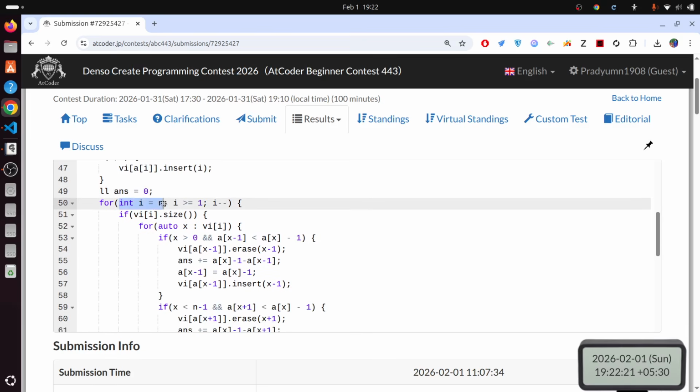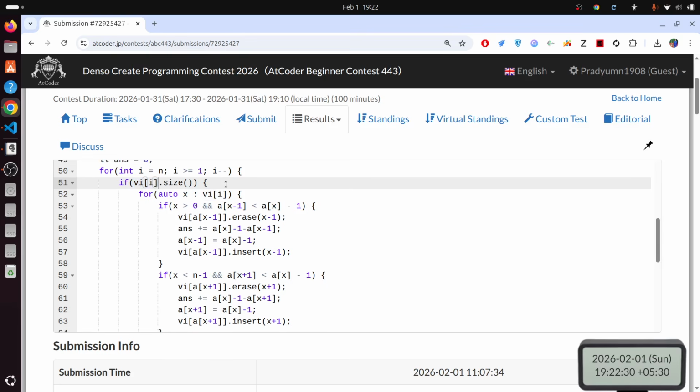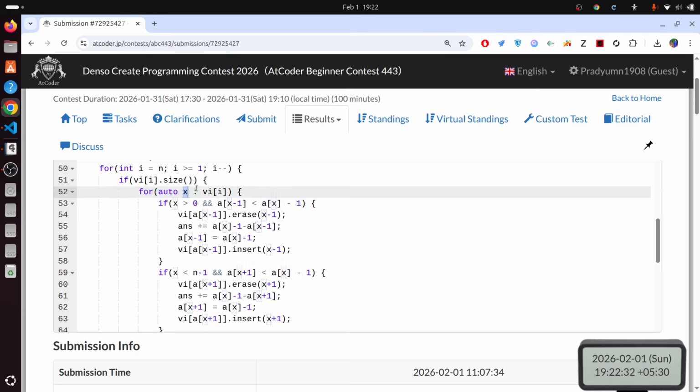Then from top to bottom, that is from I equal to n to I equal to 1, if there are some coins in the ith level, so if vi of I dot size, then for all the coins I will look at, basically for all the indexes that are in vi of I, we have the columns, right? So for all the columns I'll look at its left column and its right column. So if it is at a distance of more than 1, then I will have to move it upwards.